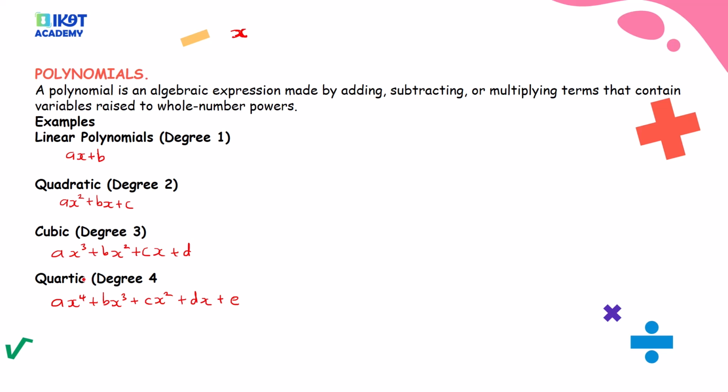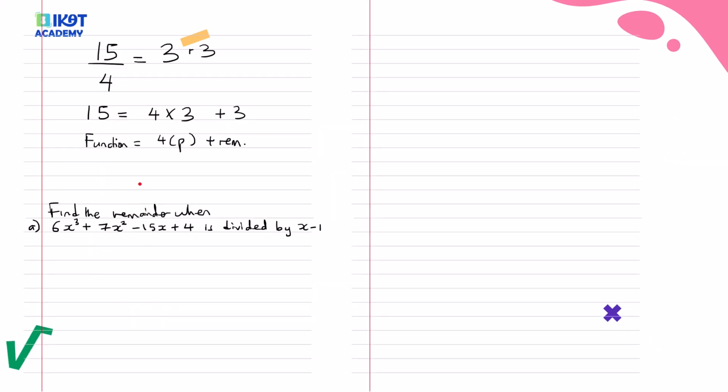Okay, now let's look at the remainder theorem. So we said when you divide any two numbers, usually you get a quotient and sometimes you get a remainder. For example, 15 divided by 5 gives 3. This is a quotient. Now if you divide 15 by 4, you get a quotient of 3 and a remainder of 3. This is a quotient plus a remainder.